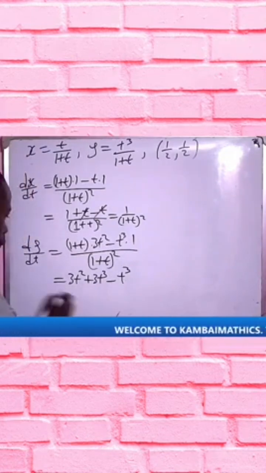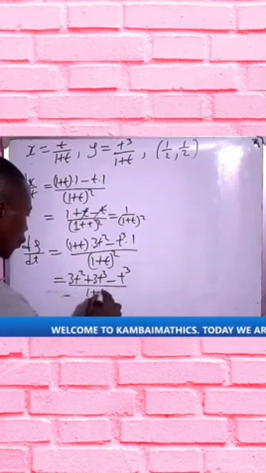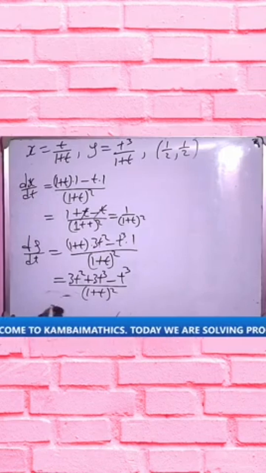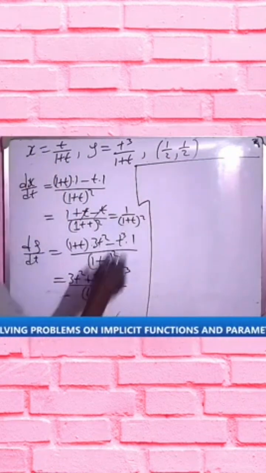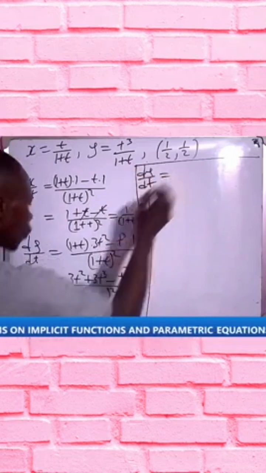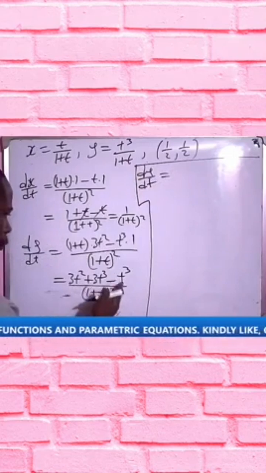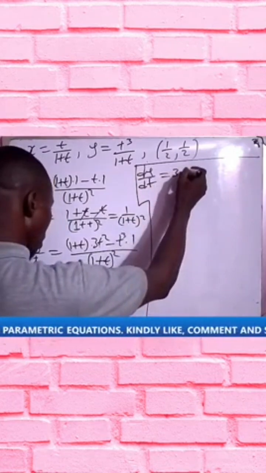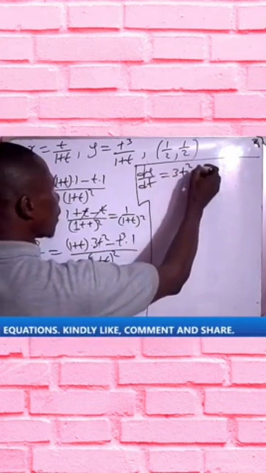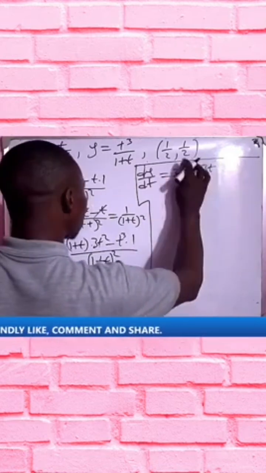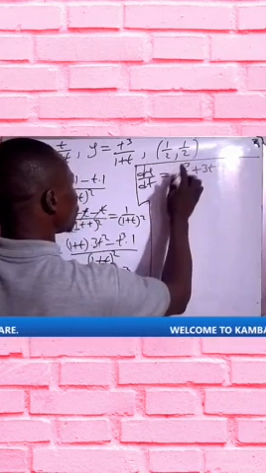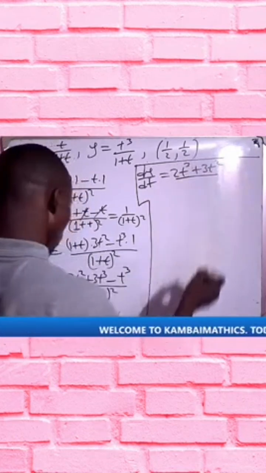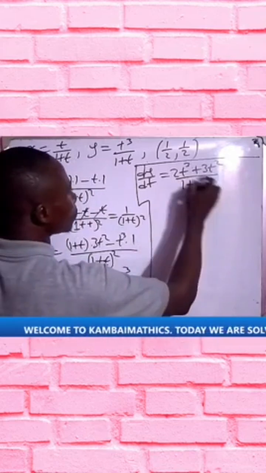So we'll divide this one by 1 plus t in bracket square. Let me take this up so that we'll have enough space. So dy over dt is equal to, here, when you look, this will subtract this. So we are left with 3t square, then plus 3t cube minus t cube, which gives 2t cube plus 3t square, all over 1 plus t in bracket square.